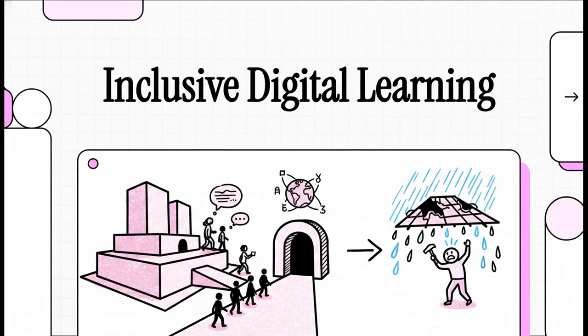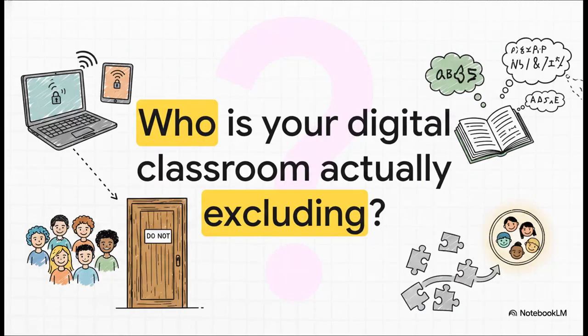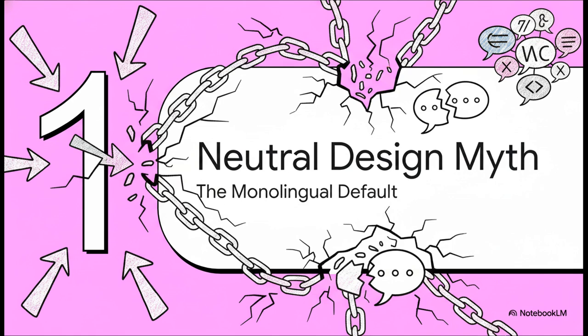Let's dive right in. So here's a question to get us started. Who is your digital classroom actually excluding? I know, it's a heavy question. It's so easy to assume that just because we've uploaded our materials to a learning management system, boom, we've created an equitable space. But access to a platform doesn't automatically guarantee access to learning. Sometimes, it turns out, the very tools we use are quietly shutting the door on certain learners without us even realizing it. Which brings us to our first core concept.